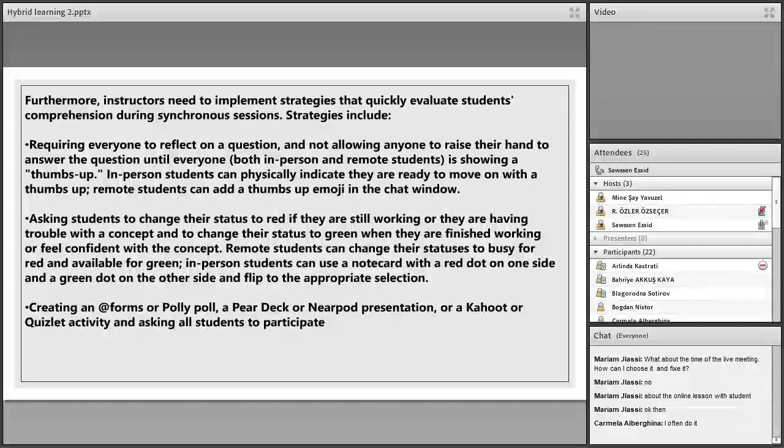Then asking students to change their status to red if they are still working on or having trouble with a concept, and to change their status to green when they are finished working or feel confident with the concept. Remote students can change their statuses to busy for red and available for green. In-person students can use a note card with a red dot on one side and a green dot on the other side and flip to the appropriate selection.